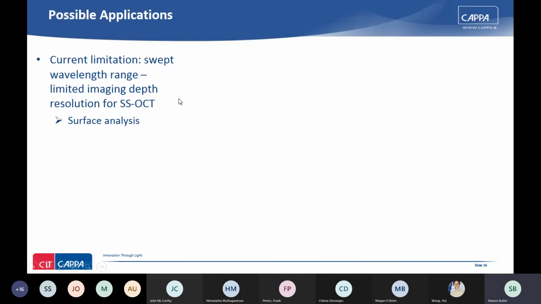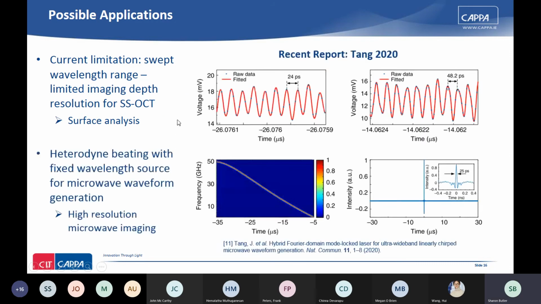So possible applications for this: the current limitation is really the swept wavelength range. It would be limiting imaging depth resolution for swept source OCT, but a possible application could be surface analysis. Another application was a recent report of a similar type of configuration, and they used the heterodyne beating technique, which was the measurement I showed in the previous slide. They used that for microwave waveform generation and then for high resolution imaging. So with the limited sweep range, this could be a possible application also.